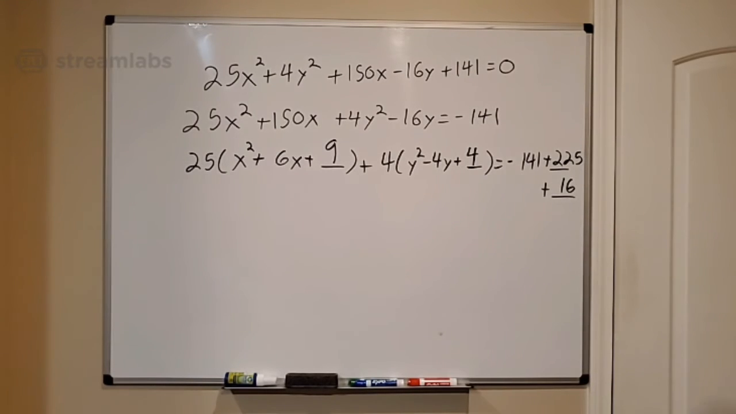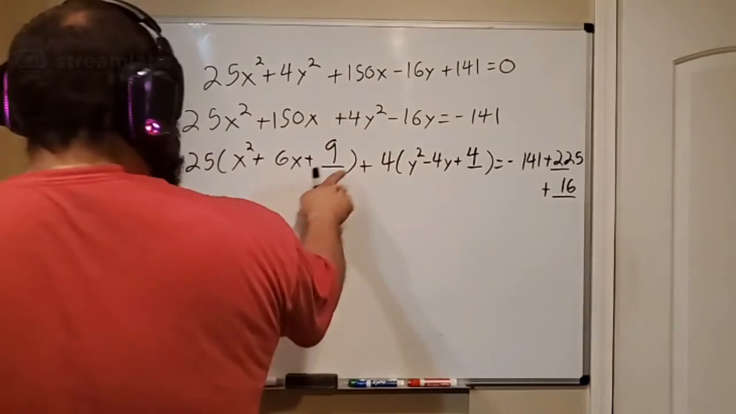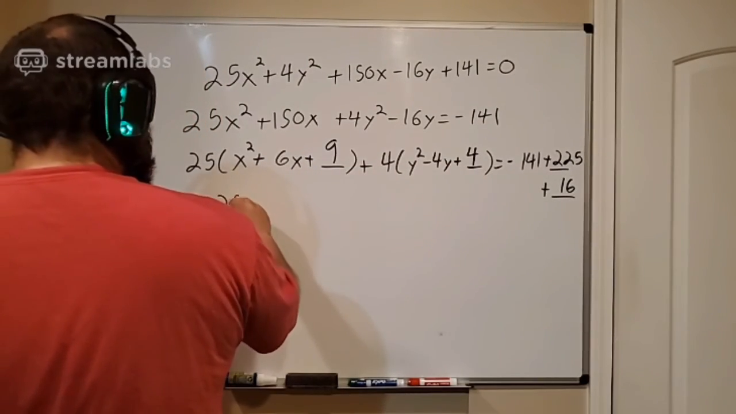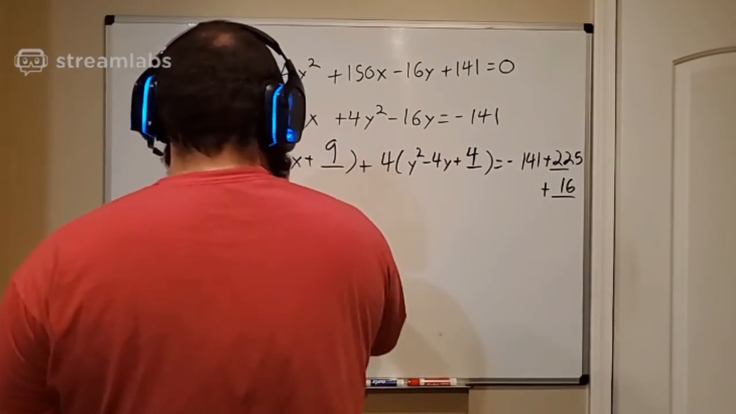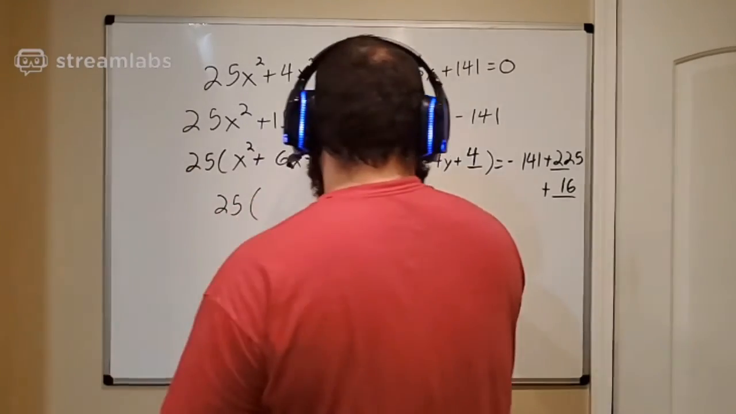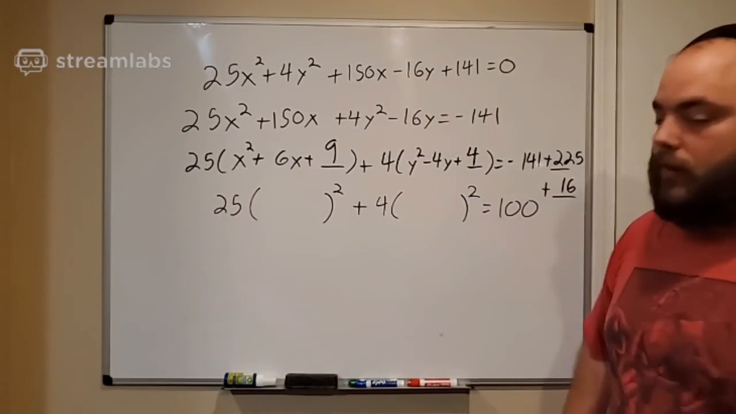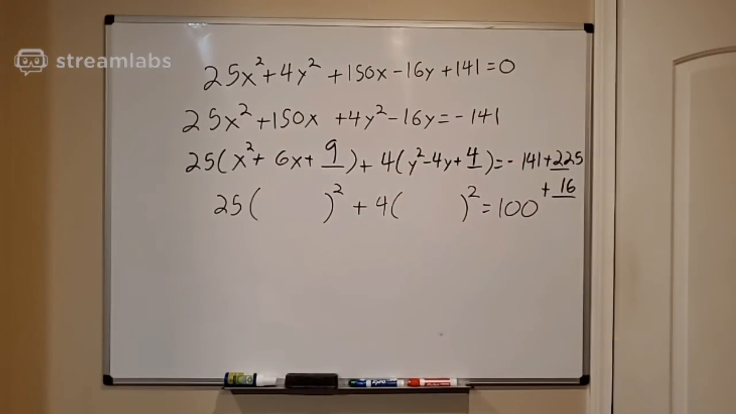Remember, why did we make these two sets of parentheses look like that? What's the whole idea of doing that? To get x minus h squared and y minus k squared. Right, so they will be perfect squares. So when you go to factor them, it should not be a difficult process because it's going to work the same way every single time.